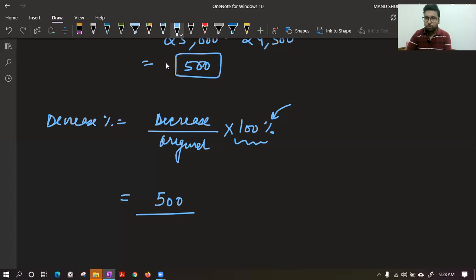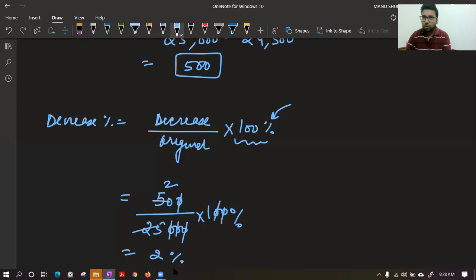Now the decrease is 500. The original population was 25,000, into 100. I have always told you, you have to cut the zeros first. Cutting directly, this zero is also gone. 25 twos are 50, so the answer is 2%.